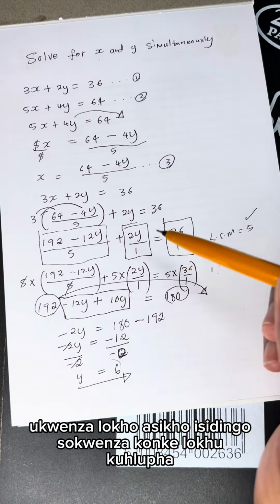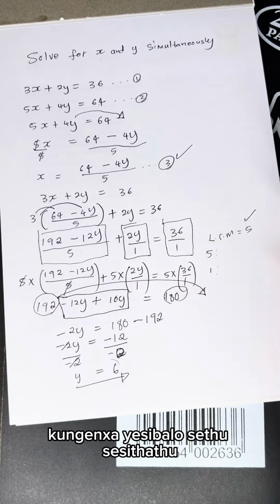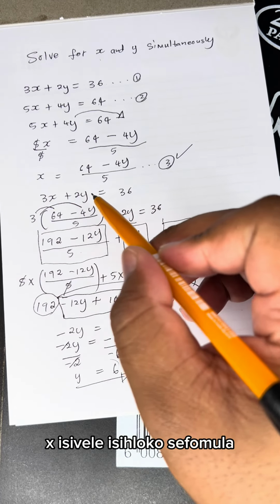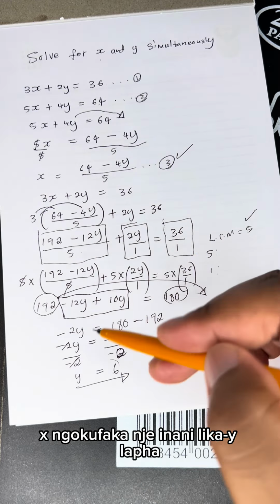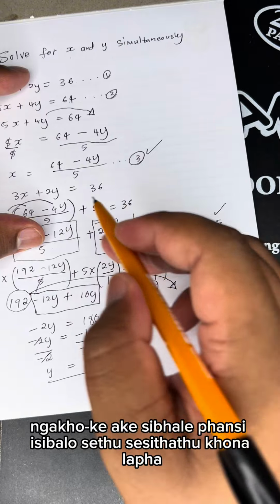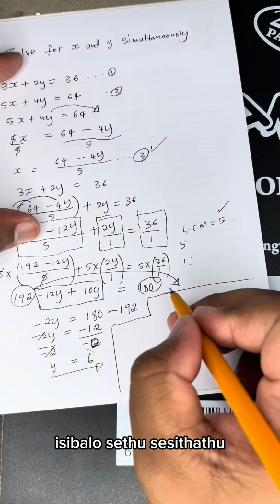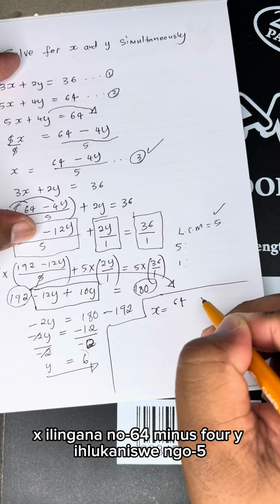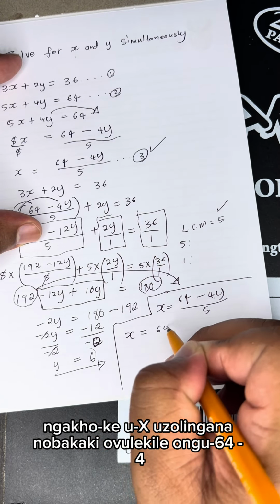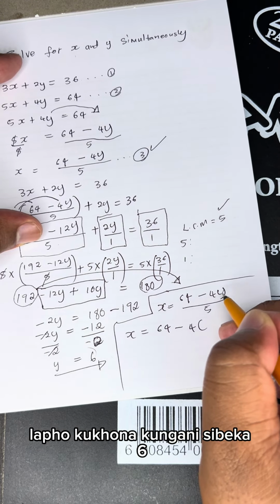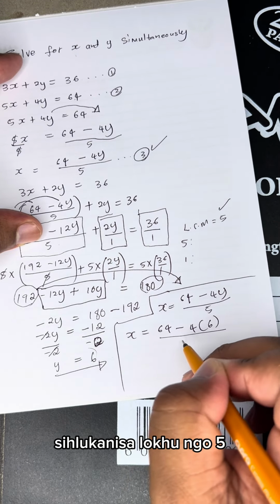To do that, we don't need to do all this hassle. We just have to select our third equation. Why? Because in our third equation, x is already the subject of the formula. So it will be easy for us to just figure out the value of x by just substituting the value of y here. So let's write down our third equation right over here. Our third equation, x is equals to 64 minus 4y divided by 5. So x will be equals to 64 minus 4, open brackets, where there's y we put 6. So we're going to put 6 here. We divide this by 5.